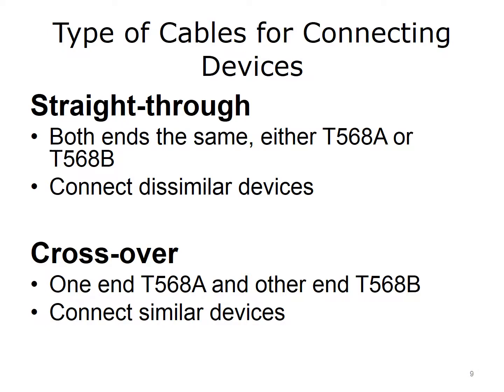Slide 9. Certain types of twisted pair cables are used for making connections between devices. Straight-through cables are used to connect dissimilar devices, like a computer to a hub or switch. Both ends are the same, either T568A or T568B. Crossover cables are used to connect similar devices, like a computer to a computer. One end is T568A and the other end T568B, where pins 1 and 3 and 2 and 6 are swapped.